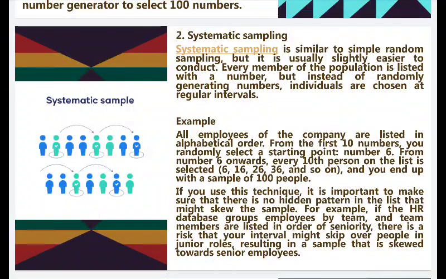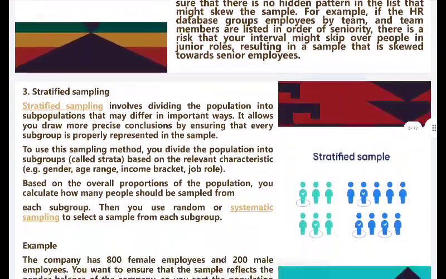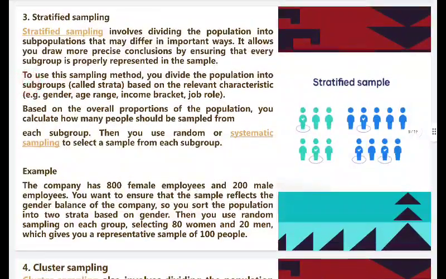Now, if you use this technique, it is important to make sure that there is no hidden pattern in the list that might skew the sample. For example, if the HR database groups employees by team and team members are listed in order of seniority, there is a risk that your interval might skip other people in junior roles, resulting in a sample that is skewed towards senior employees.